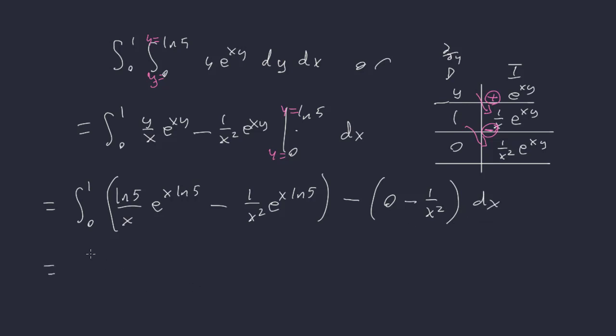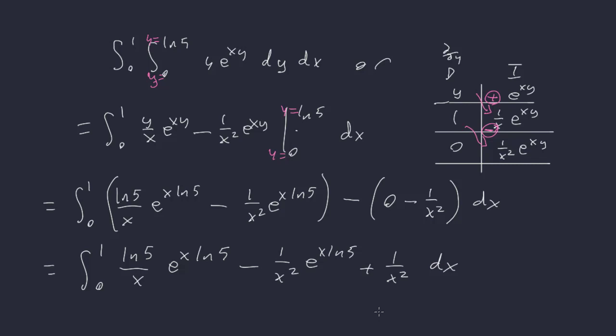So we'll get 0, then minus 1 over x squared dx. Okay, so then we'll have the integral from 0 to 1 of the natural log of 5 over x times e to the x ln 5 minus 1 over x squared e to the x ln 5, then plus 1 over x squared dx. Now, hopefully you can see at this point why we don't want to go in this direction. I'm not saying it's impossible, but we've now hit a point where I don't want to do this anymore.